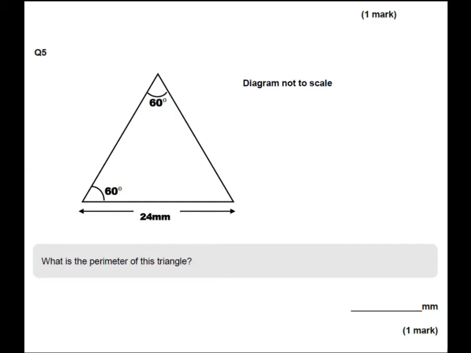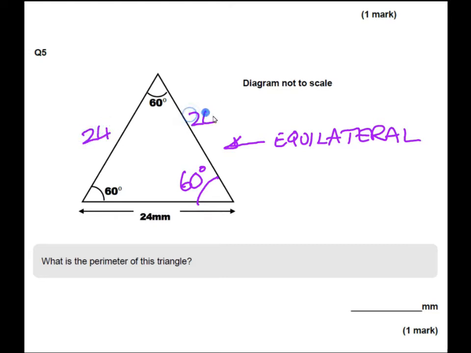Question 5. What is the perimeter of this triangle? Well, they've given you 2 angles and you know the angles to a triangle add up to 180. Or if you recognize it, if 2 of the angles are 60, then the last angle must be 60 degrees. And with all of the angles being the same, this is an equilateral triangle. Therefore, all of the sides are the same length.